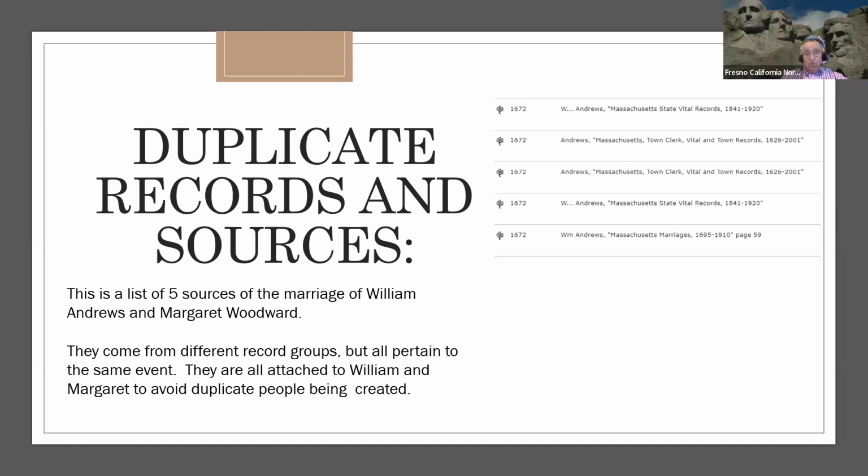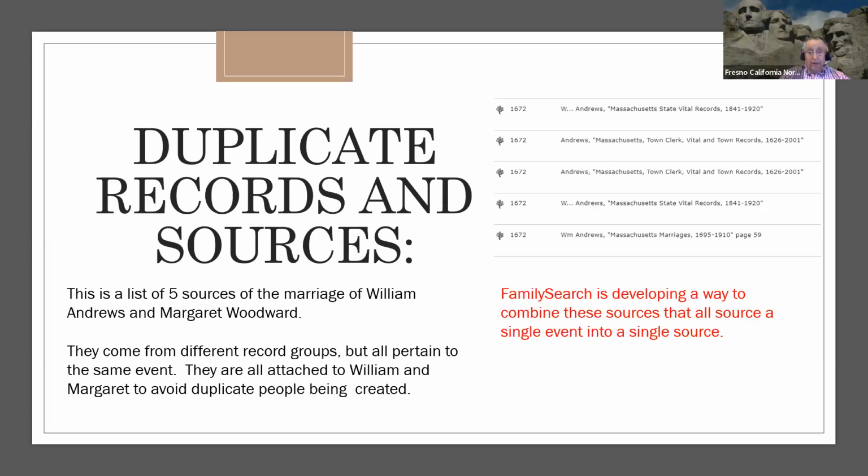If you attach them all to Margaret and William, then those sources can't be used to create a new Margaret and William somewhere in tree and start a duplicate situation. We're trying to avoid that from happening. So we're going to merge them all together, and then someday FamilySearch is going to work out a system where they're going to physically be able to merge the FamilySearch sources that are alike like this into one master source that covers all of them. They're working on that. It's going to take some time.